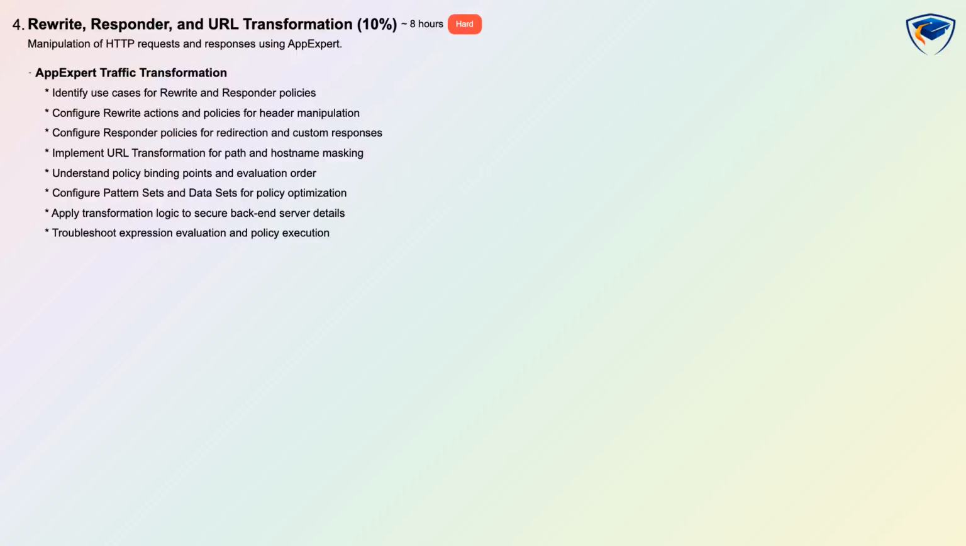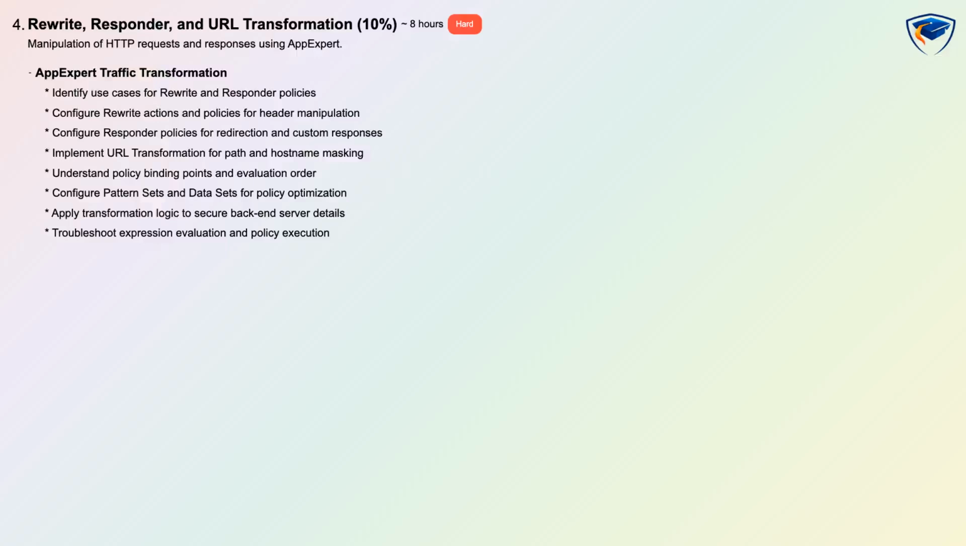Rewrite, responder, and URL transformation make up 10% and focus on AppExpert traffic manipulation of HTTP requests and responses. Difficulty is hard, estimated learning time is 8 hours, and assessment is hands-on plus conceptual. You will configure rewrite actions and responder policies for header changes and redirects. Implement URL transformation for masking paths and host names. Use pattern sets and data sets. Bind policies at correct points.